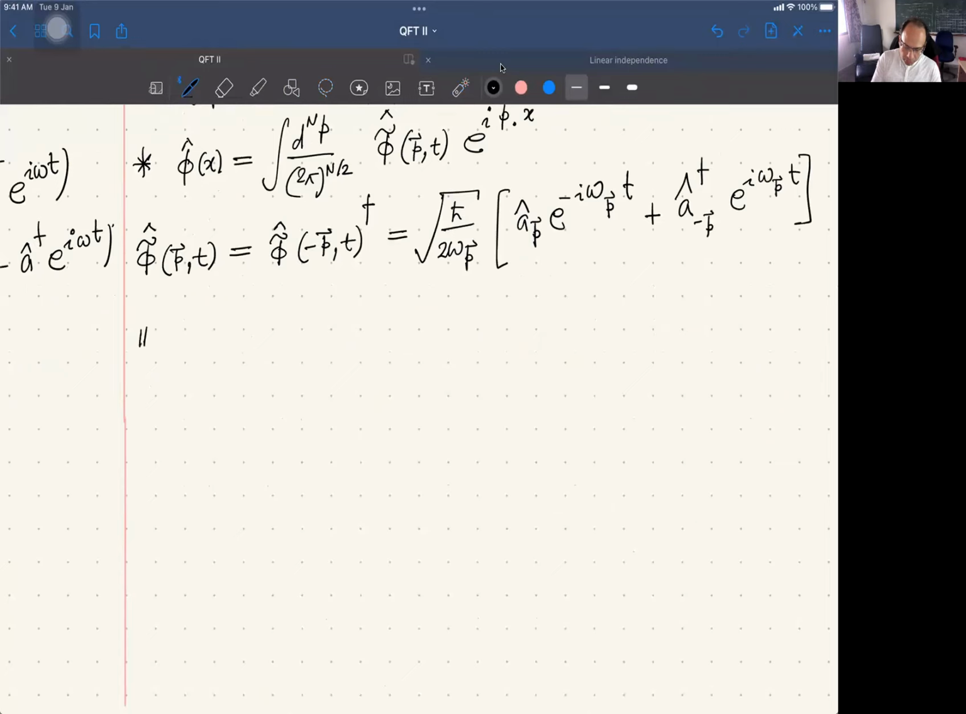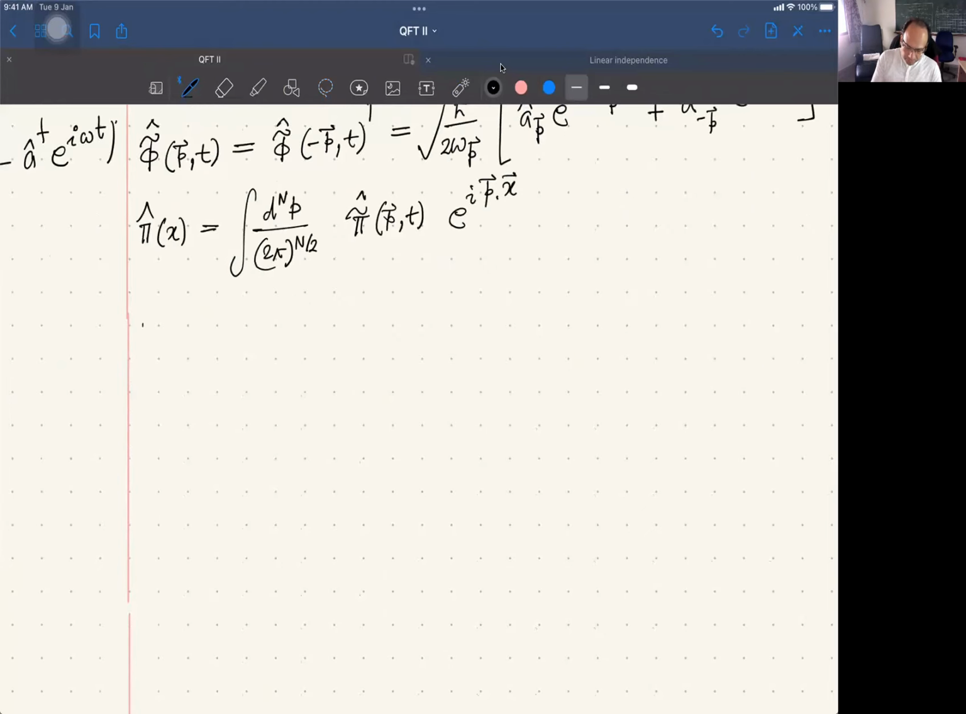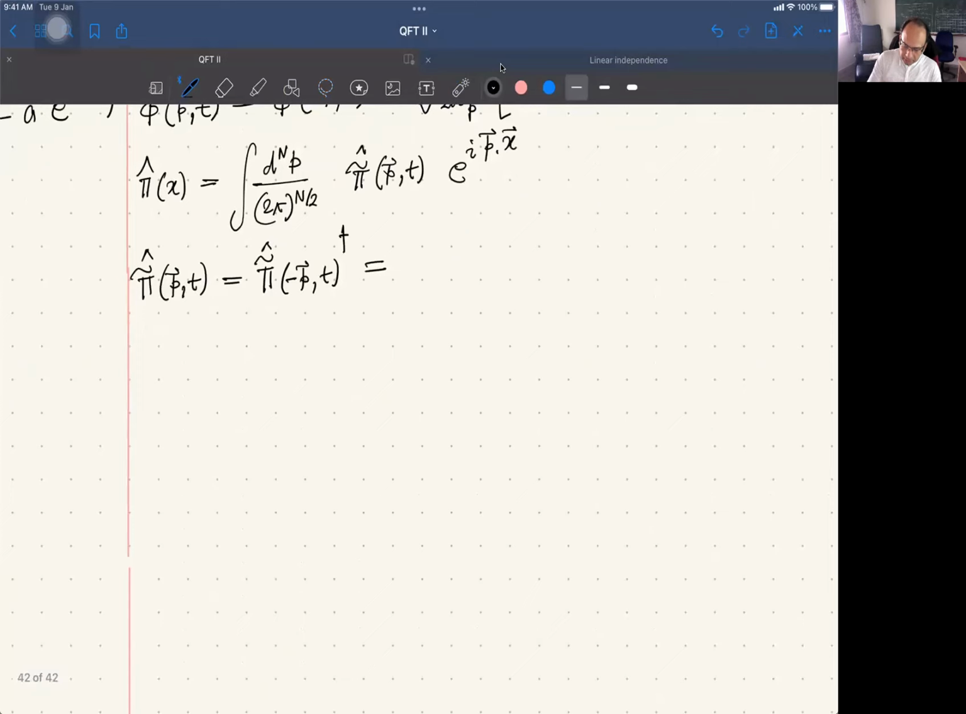Then the momentum conjugate to this phi x is pi x equals integral d^n p by 2 pi to the power n by 2 phi tilde of p comma t e to the i p dot x, where phi tilde p comma t satisfies a similar reality condition, p comma t dagger, and that has again a similar relation with the a and a dagger.